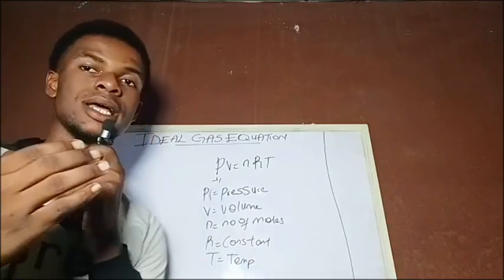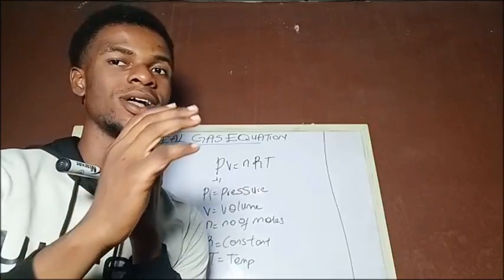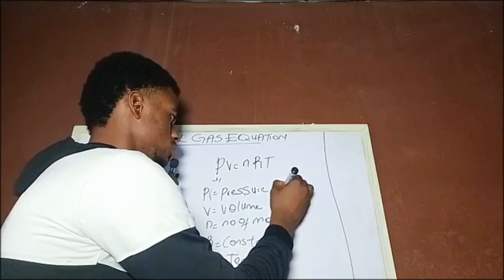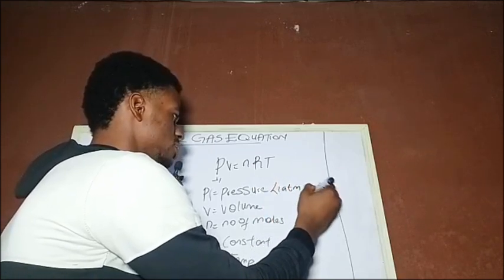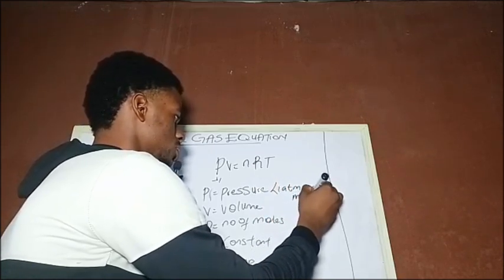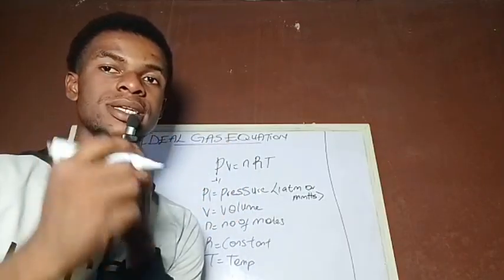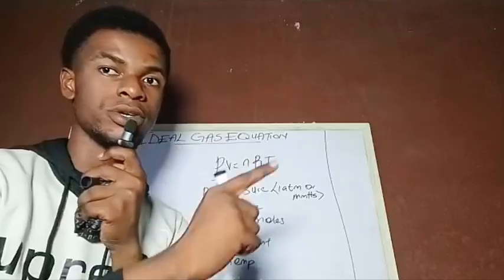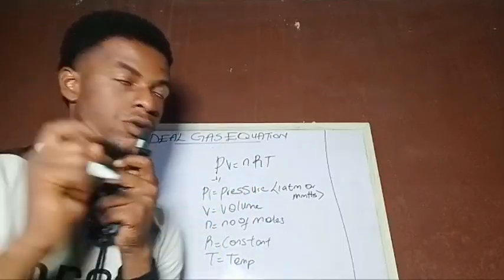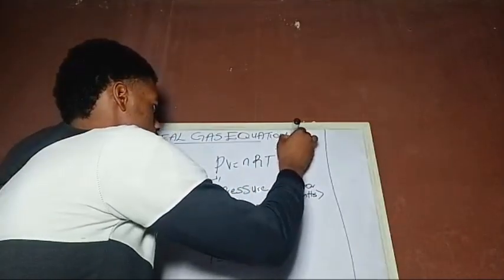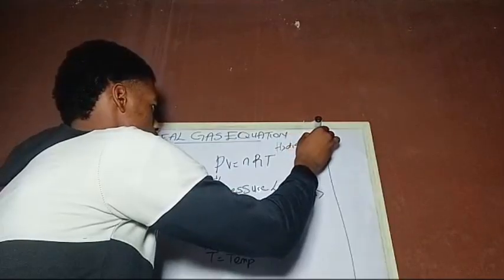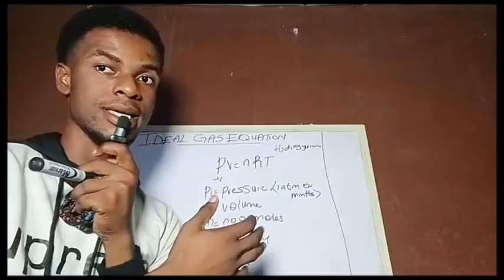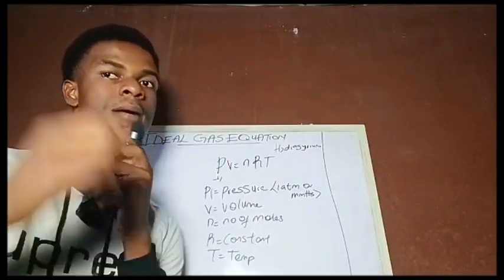Your pressure can be written as atm, not for machine, not that one, 1 atm, or it can be written as mmHg. This mmHg means millimeter of mercury. Hg is from the Latin name for mercury, hydrargyrum. See it here, hydrargyrum. So your pressure can be written as atm or millimeter of mercury.